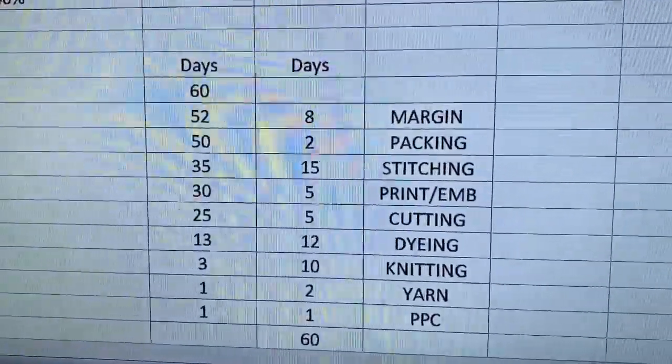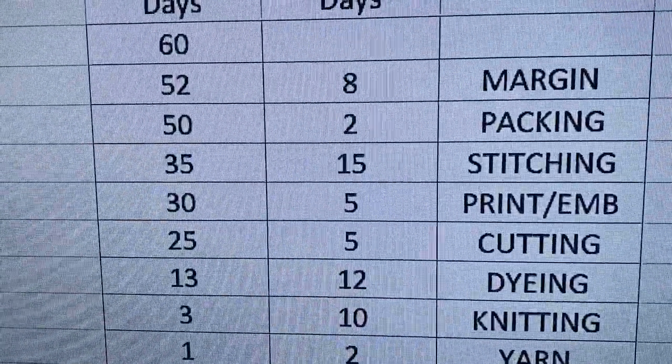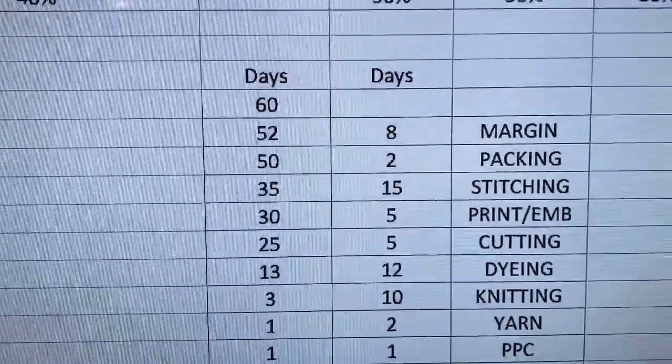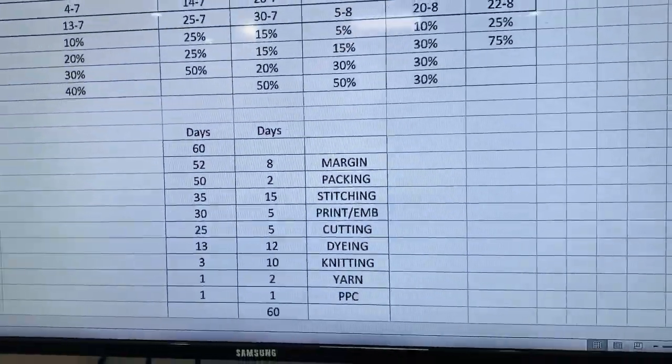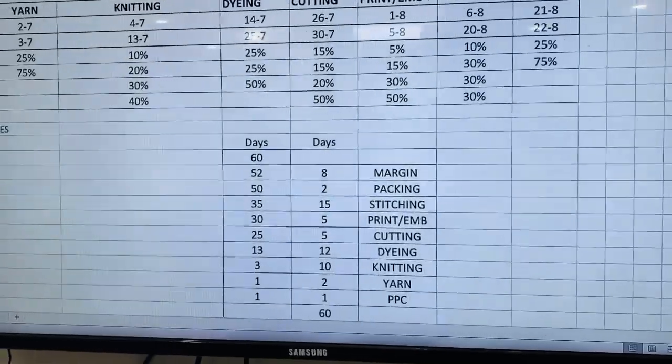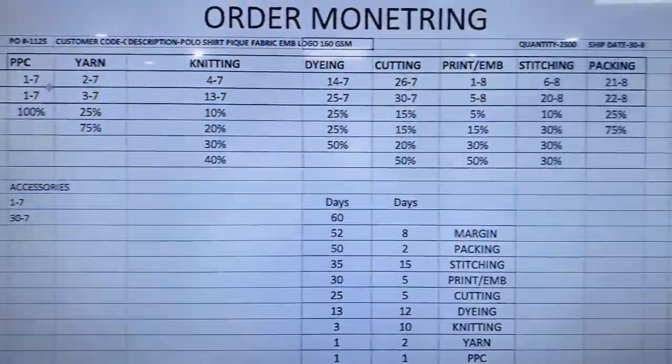Now we have an 8-day margin. That means the job is completed by the 50th day, so we have 10 days in any case, if we have disturbance in any of the processes.